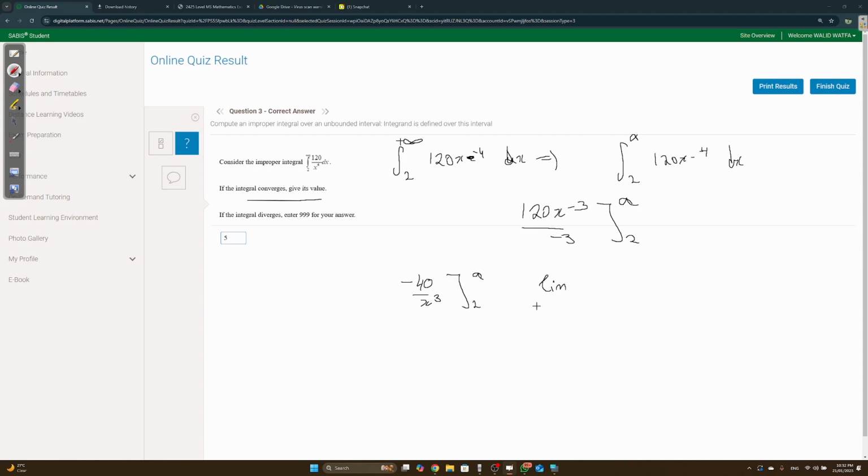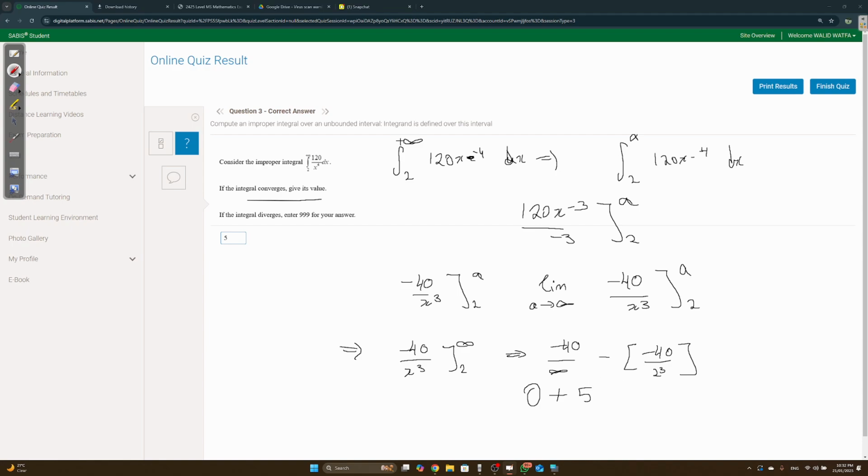Then you say limit A approaches infinity, -40 over x cubed from 2 till A. Since now infinity is A, you're going to get -40 over infinity minus open bracket -40 over 2 cubed. -40 over infinity is 0, minus -40, so it becomes plus. So 40 divided by 2 cubed is 40 divided by 8, which is just 5. So you get the answer is 5. You can do this in a calculator if you want.